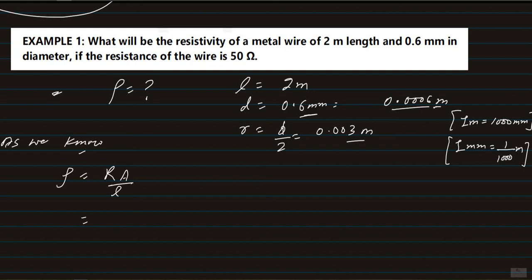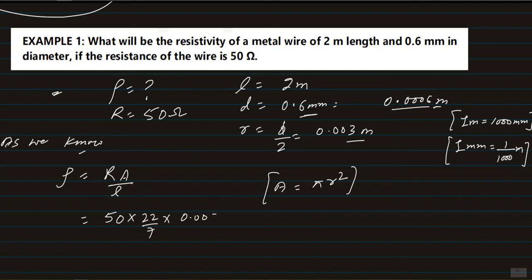R is the resistance. Can we have the resistance? Yeah, we have the resistance. Resistance is given as 50 ohm. Then area. We know that area is equal to pi r square. Okay, so pi will be equal to 22 over 7, and r is 0.003 multiplied by 0.003.